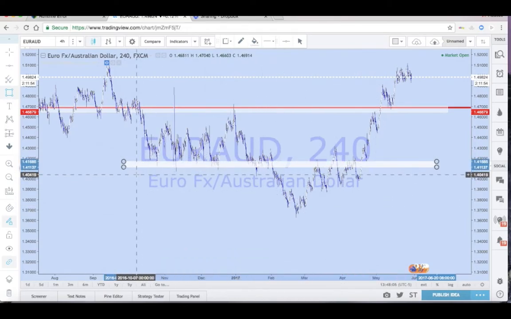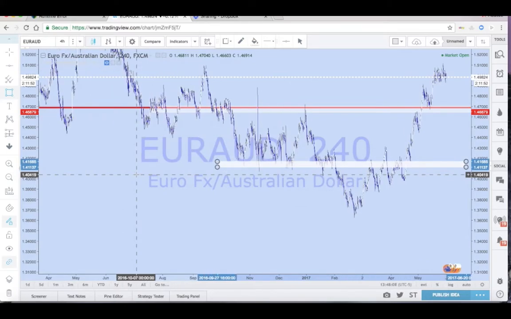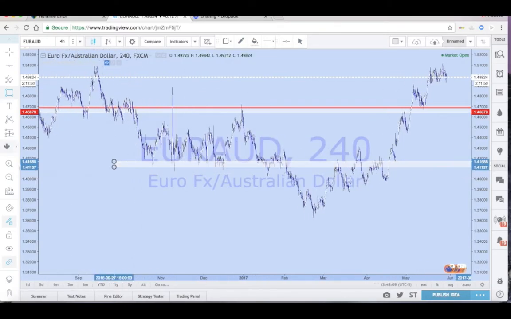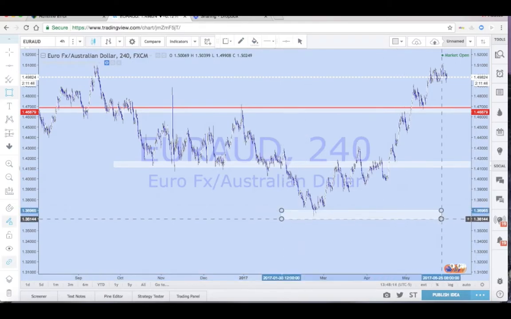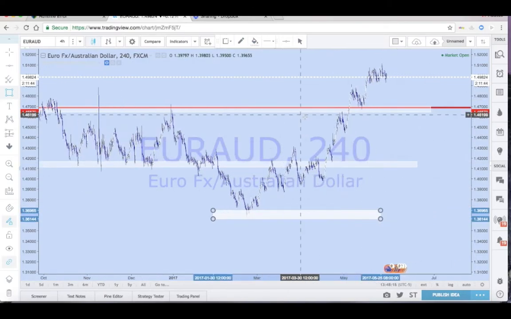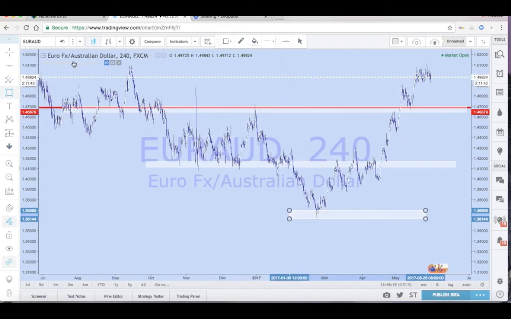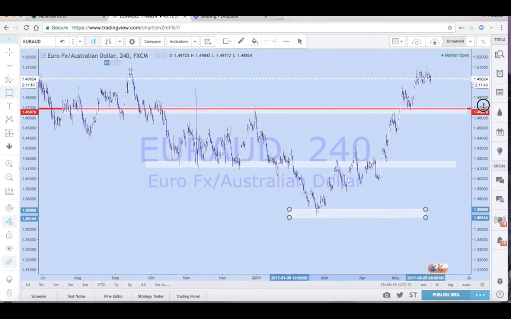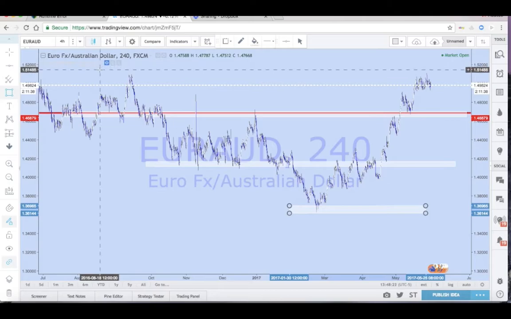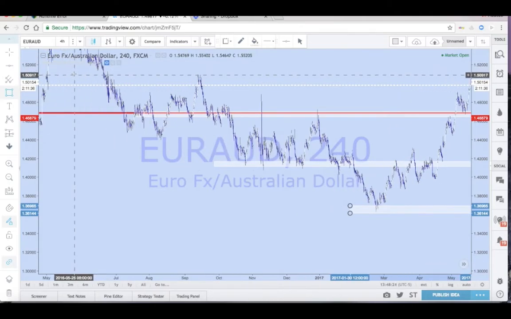Okay, so that's one way that you can draw support and resistance, and it varies per person. You can do them as much as you want. Like maybe this is a good area right here. Really, everybody sees things totally different. Here's another one that I see. Maybe you see this. I see, you see, we all see.